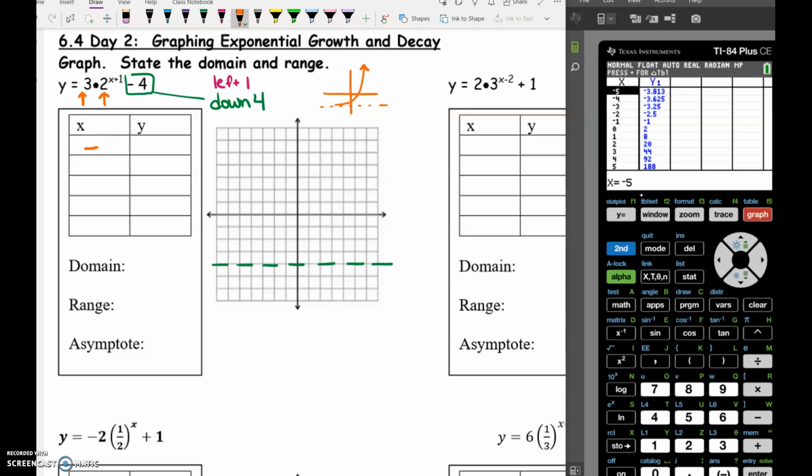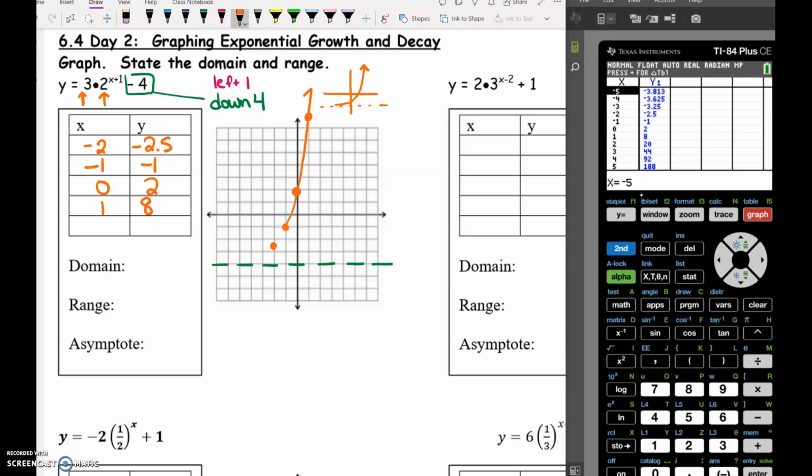So I'm going to pick out (-1, -1), (0, 2), (1, 8). I think that one's off the graph. I probably should have grabbed the point (-2, -2.5). These don't have to be in order, but let's plot some of these points: (-2, -2.5), (-1, -1), (0, 2), and (1, 8).